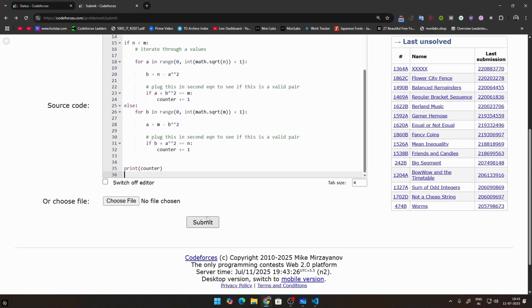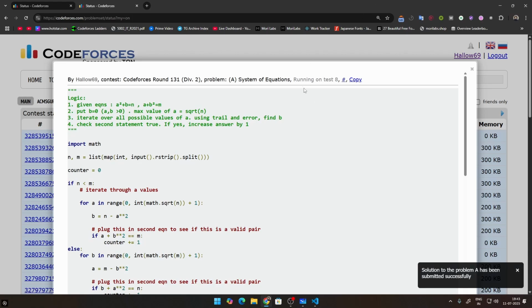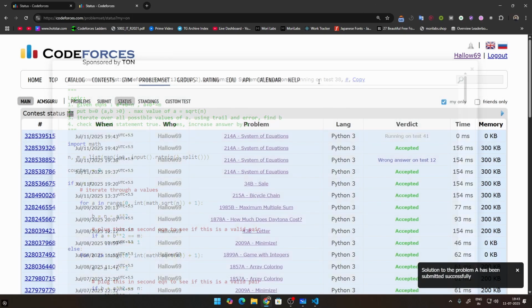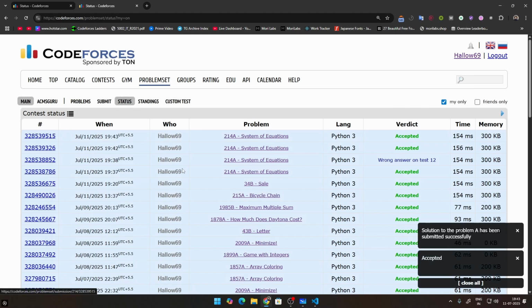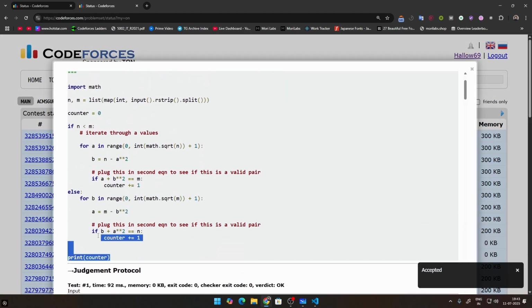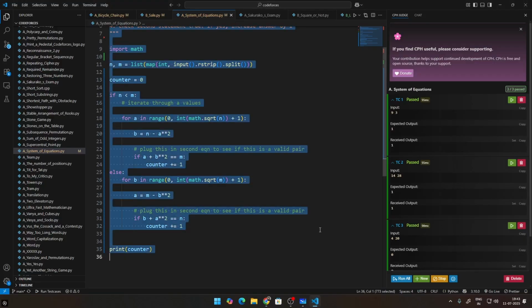So I'm going to paste this solution now and click the submit button. Let's go ahead and see what happens. It says running on test 8, test 26, test 35, test 38. And you can see that this code also gets accepted. So on a technical level, this approach is a bit more optimized, but it doesn't really matter because we know that the maximum values for N or M are only 1000.